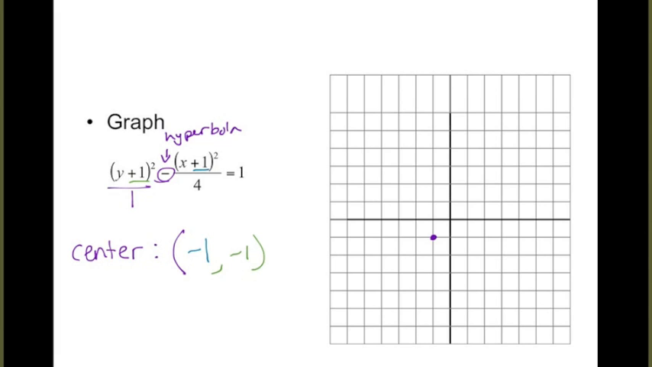We just learned about hyperbolas yesterday, and we learned that what letter comes first determines our direction. So a y coming first means that this thing is going to face vertically. It's going to be in the up and down portions. To find out where those vertices are, we want to take the square root of the number underneath the y. Square root of 1 is 1. So we're going to go 1 away from that center, and that makes our vertices.